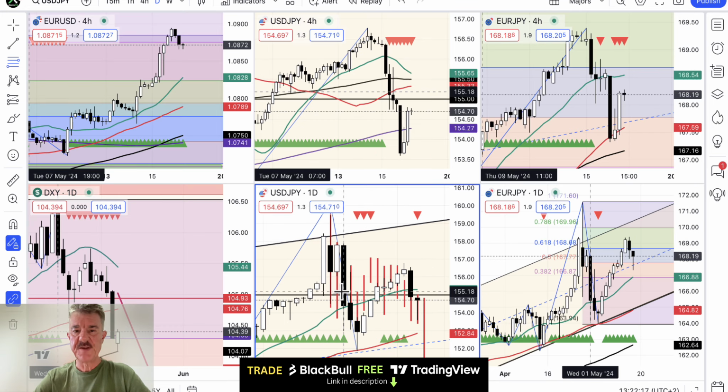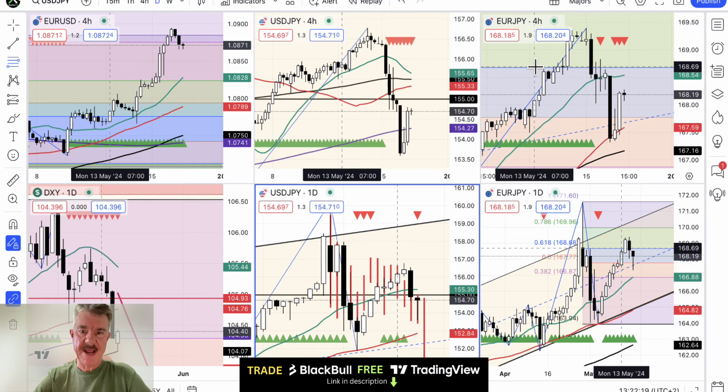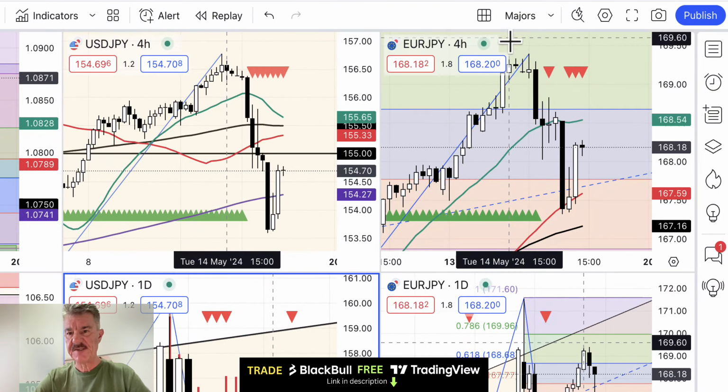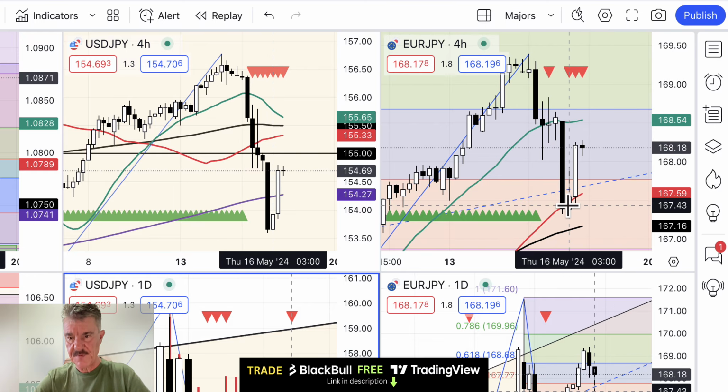I don't know. The moves on the dollar yen will pull down the euro yen and the pound yen as well. Someone asked me about the pound yen yesterday. And basically the moves should follow the same. Same with the euro yen. You can see it's followed a very similar pattern to the dollar yen.